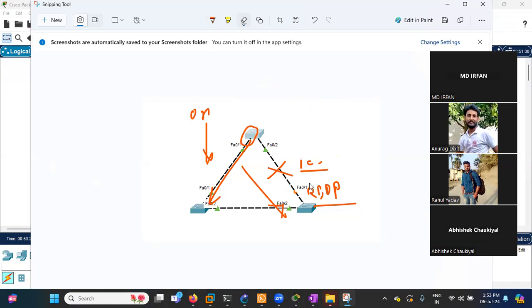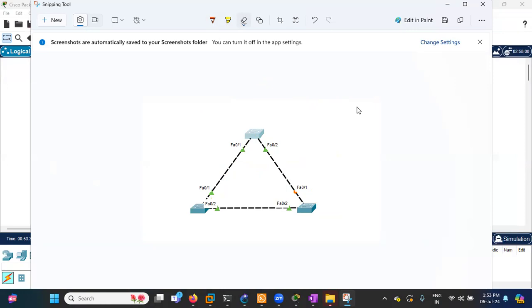If we add any switch in this network, will that also be a part of topology change? Come again? If we add another switch in this network, will it also be a part of topology change? Definitely, it will be.